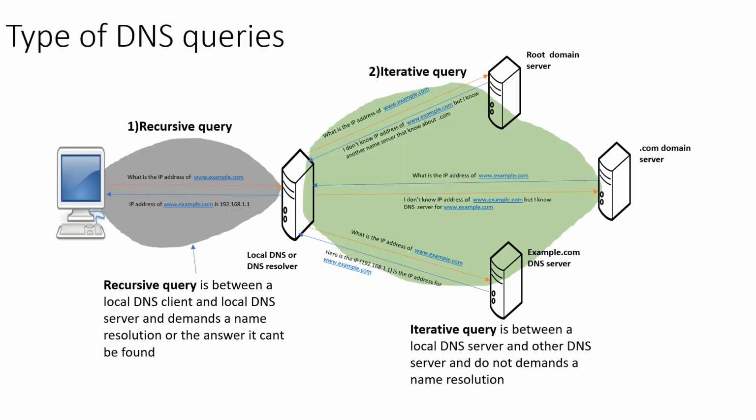Let's discuss the types of DNS queries. There are two types of DNS queries: one, recursive query, and two, iterative query. A recursive query is between a local DNS client and a local DNS server, and it demands a name resolution, or else the answer can't be found. On the other hand, an iterative query is between a local DNS server and other DNS servers and does not demand a name resolution.